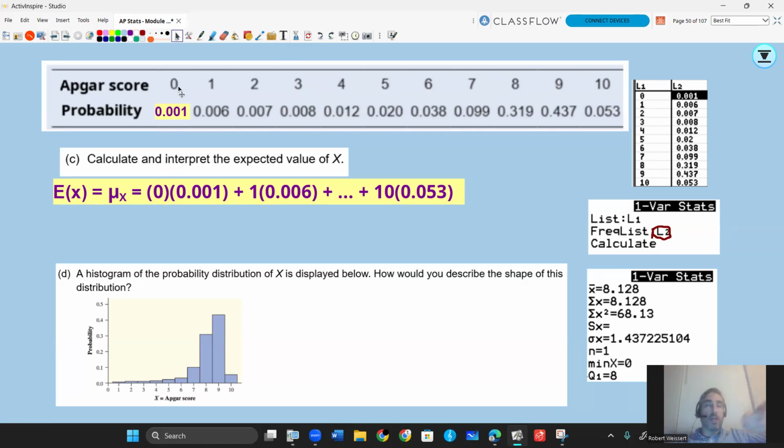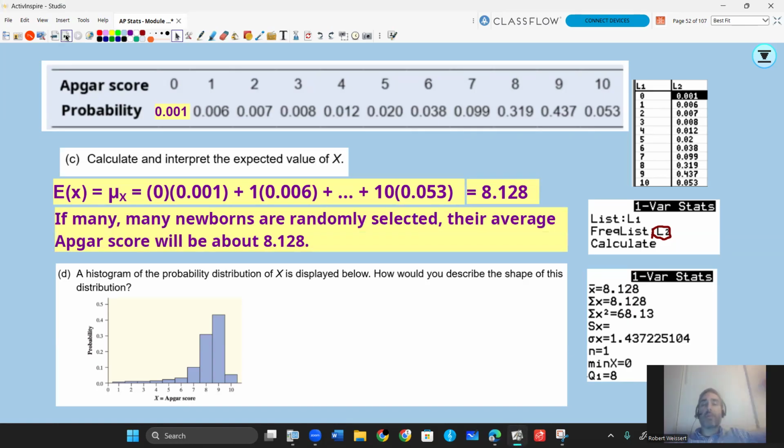So I'm going to do 0 times 0.001 plus 1 times 0.006. And I'm going to put a plus ... and skip over all this stuff, and then go at the very end, plus 10 times 0.053. I'm going to use my calculator's value to get that. So my expected value is X with the bar on top. So it's going to be 8.128. And then the interpretation is, if many, many newborns are randomly selected, their average APGAR score will be about 8.128.